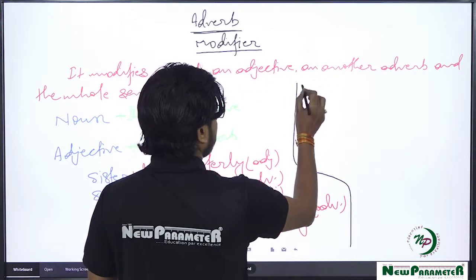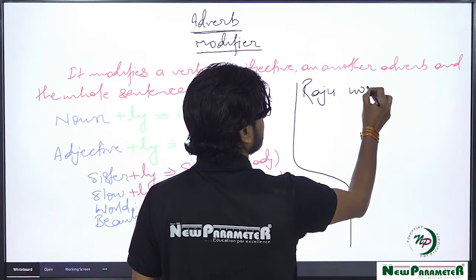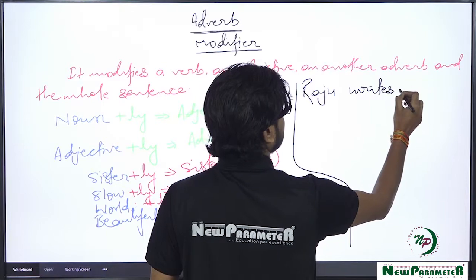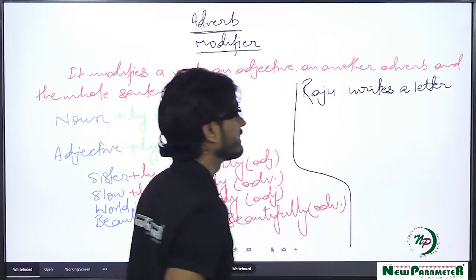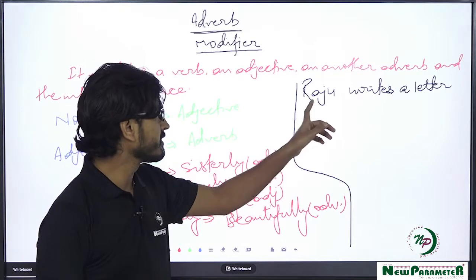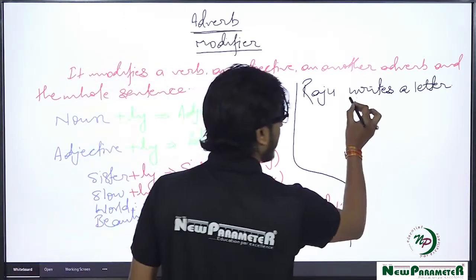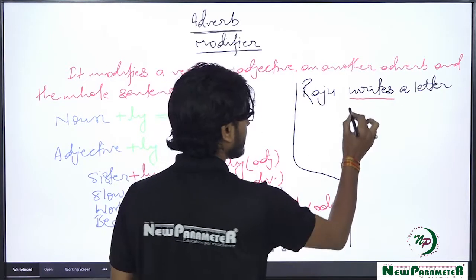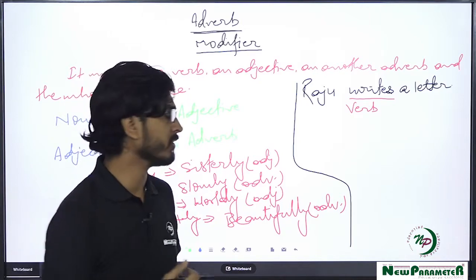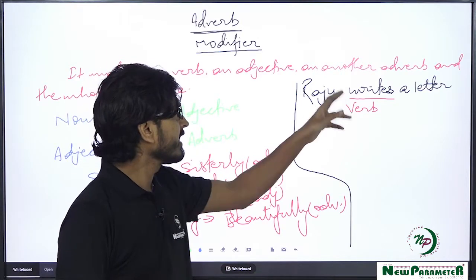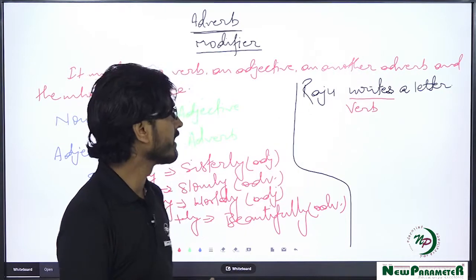If I write here, Raju writes a letter. As we know, Raju is the subject of the sentence, and writes is an activity. We can say this is a verb. This is an action, or you can say a verb. And what is he writing? He is writing a letter. He writes a letter.